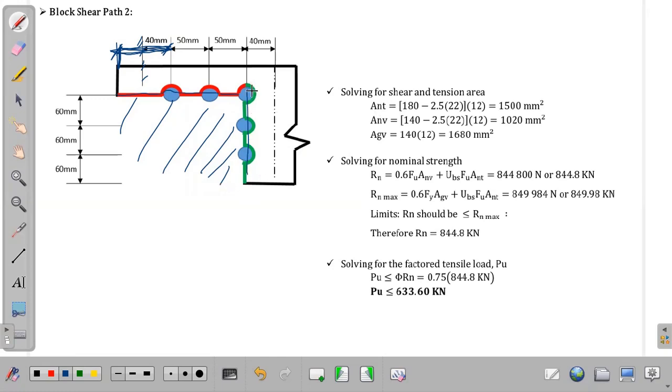Okay? So you need to first solve the ANT, ANV, AGV for us to solve for the nominal strength. Okay? So ANT, consider itong green line, tension. Tension ang pinag-uusapan natin. 180, 60 times 3, that is 180 minus 2.5. Tanggal yung dalawang butas dito, tapos half dito, kaya 2.5 times 22 times 12 the thickness. That is equal to 1.5.